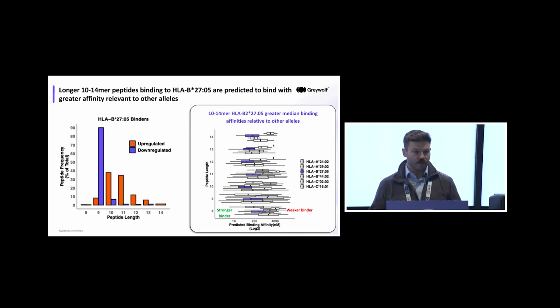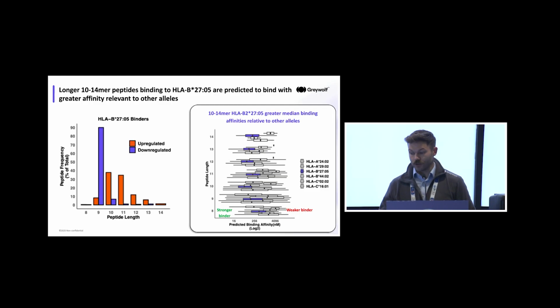So maybe B2705 as an allele is just incredibly permissive to presenting these longer peptides. And we'd done some in silico work to try and see if that was the case. So we took these up and down regulated peptides on this allele, and we just looked with NetMHC-PAN to predict their binding affinity. And I know there's obviously a lot of caveats with that approach, but we were really looking for a hypothesis lead to go and validate further.